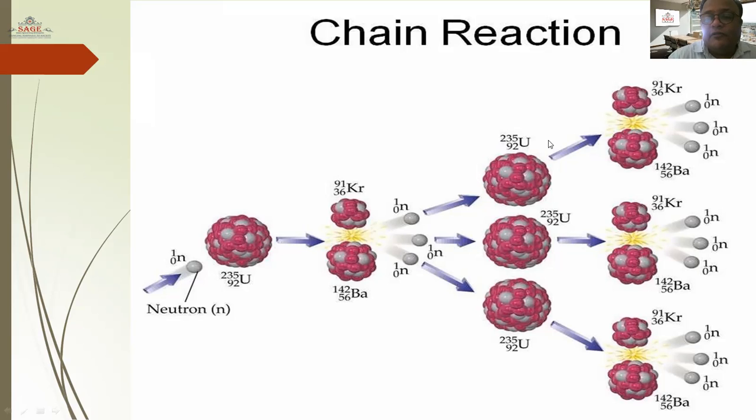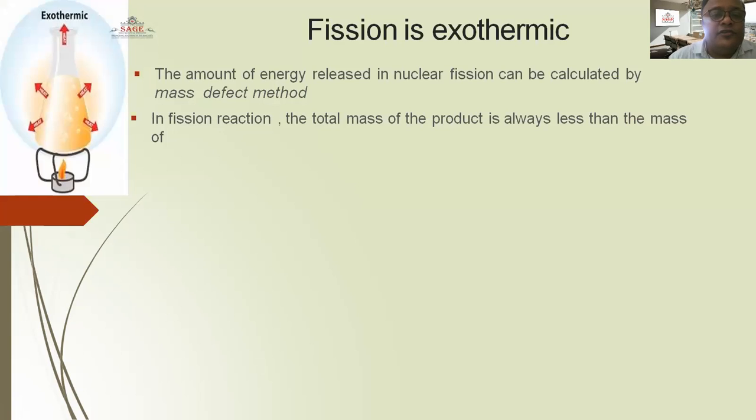These are three nuclei of uranium in different places. This is 92/36 krypton, 142/56 barium, and the subsequent neutrons. Again it represents 92/36 krypton and 142/56 barium. Subsequently neutrons are created, and here it is the same process. This is the chain reaction process, which is non-stoppable, and fission is exothermic.